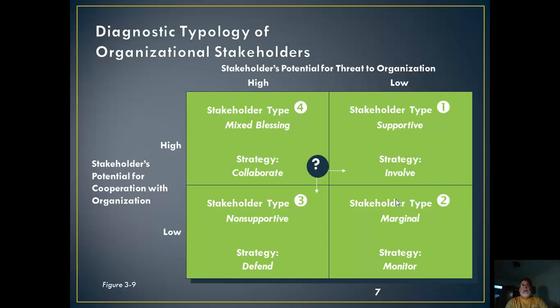In quadrant 1, we see that it's supportive. It's low threat. Oh, great. The sweat is off, yet there's high potential for cooperation. The strategy there is to involve them, to get them working. And finally, in quadrant 2, there's not going to be much cooperation, but they're not much of a threat. It's marginal. So all you do is just monitor, watch them. You don't have to really spend much of your effort there.